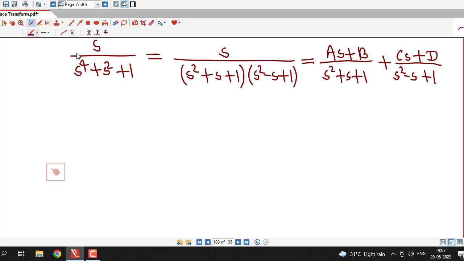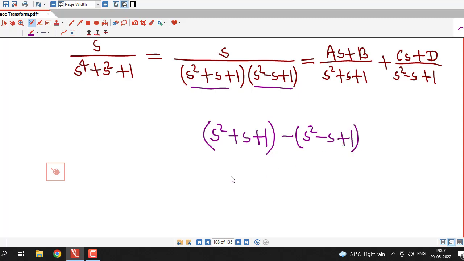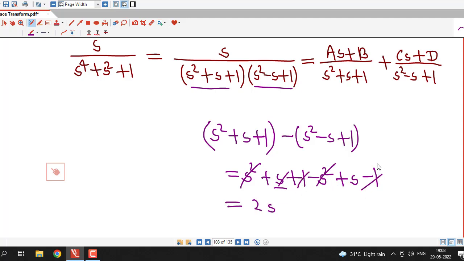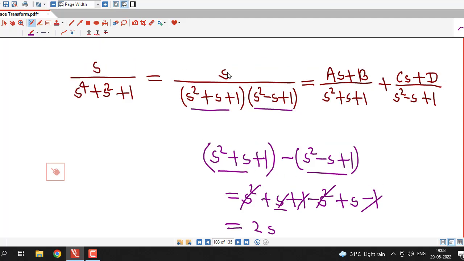Another way is, we can think of the difference of these two. If we take the difference of these two, s square plus s plus 1 minus s square minus s plus 1, let's see what we obtain. The s square will cancel out, s appears 2 times, so we have 2s, and 1 will cancel out. So we observe that the difference of these two is 2s, and here we have s in the numerator, so we can multiply by 2 and divide by 2, and instead of 2s we will write the difference of these two.